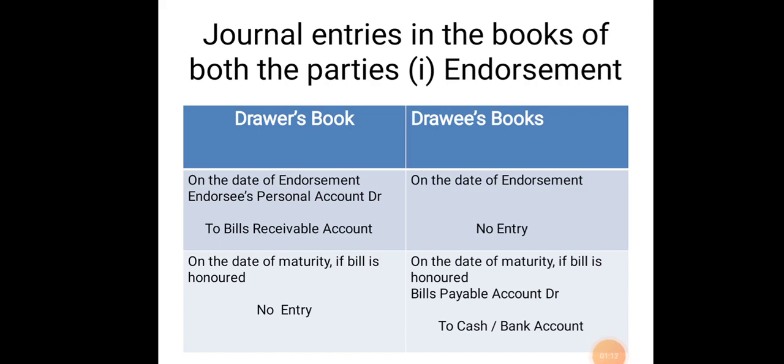When the bill is endorsed, the journal entries in both the parties will be like this. In drawer's book, on the date of endorsement, the entry will be endorsee's personal account debtor to bills receivable account. And in drawee's book, there won't be any entry. On the date of maturity, if the bill is honored, there won't be any entry in drawer's book. And in drawee's book, the entry will be bills payable account debtor to cash or bank account.